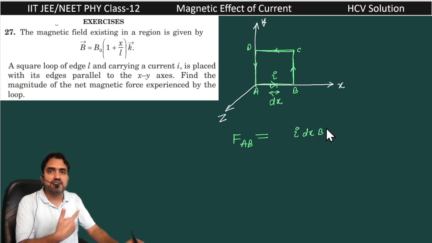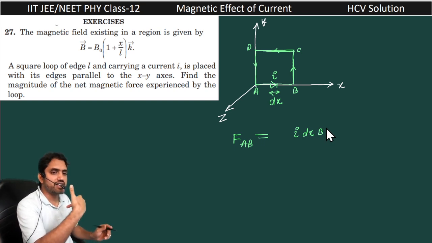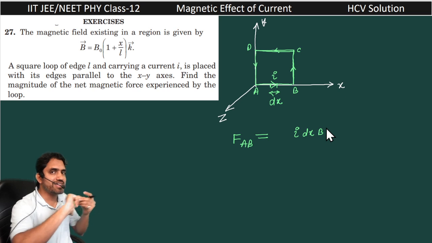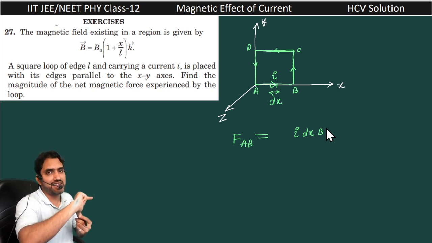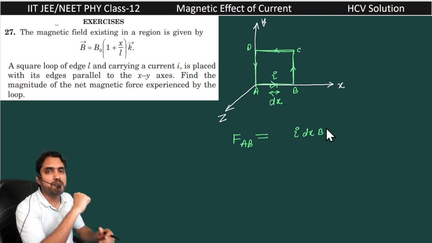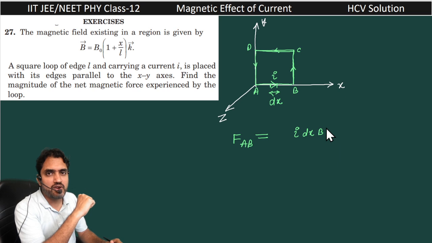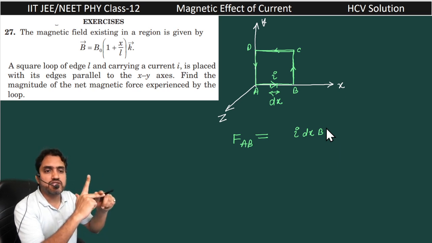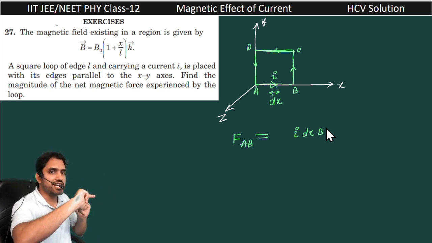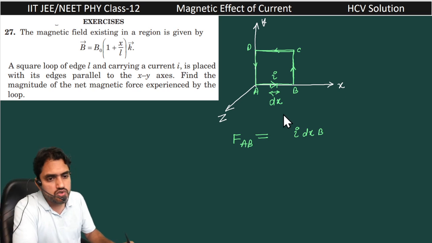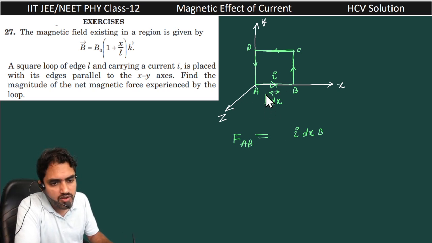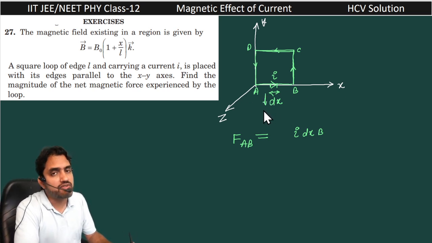This magnetic field is outward, and current is flowing in this direction, x direction. So the magnetic force will be downward direction. Okay, you can use this Fleming left hand rule, FBI. So this is direction of magnetic field along the z axis. This is direction of current. So the magnetic force will be downward. So all components of this force will be vertical downward.